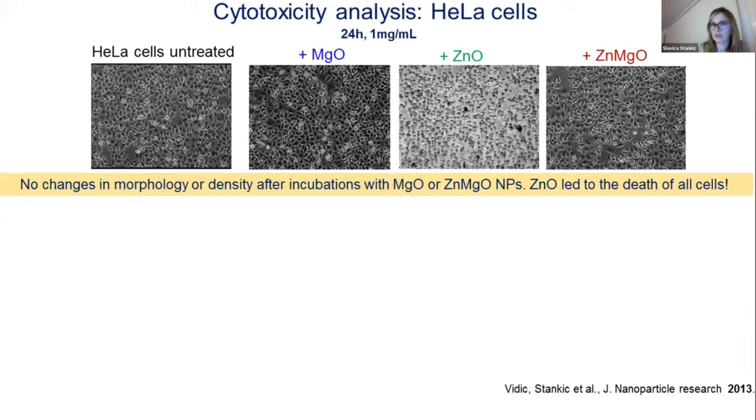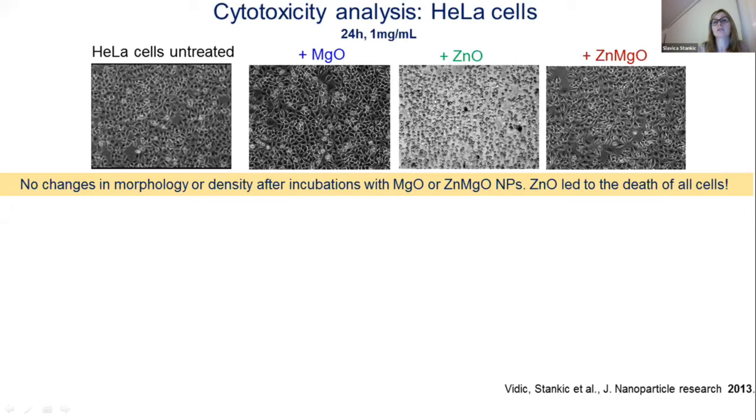To do the cytotoxic analysis, we used HeLa cells and treated those cells with 3 different oxides. Here are the optical images, and you can see that only zinc oxide at the concentration of 1 milligram per 1 milliliter is highly toxic, because the density and also the morphology of the cells are quite different compared to the untreated cells.